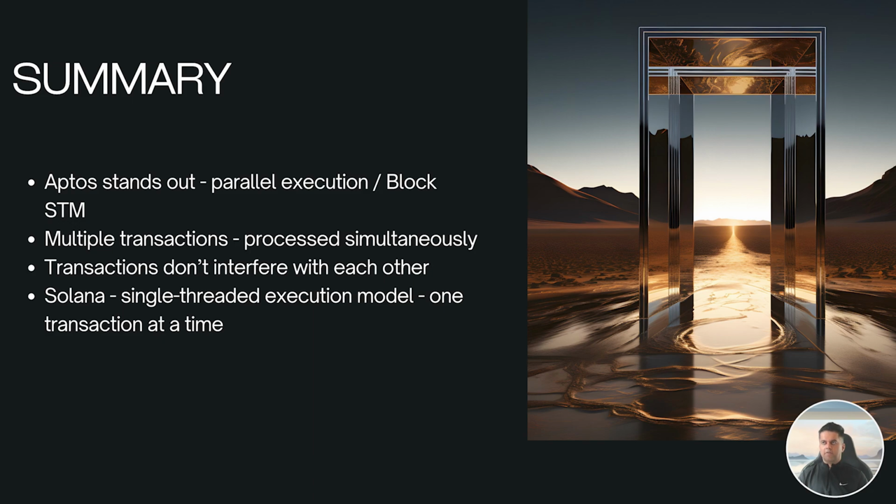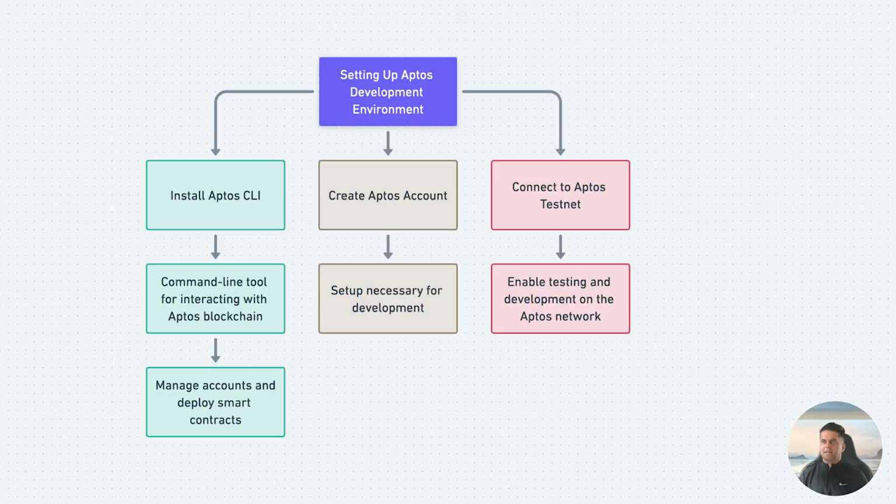So now let's take a look at how we can do this by installing the Aptos CLI. Properly setting up the Aptos development environment involves installing the Aptos CLI, creating an Aptos account, and connecting to the Aptos testnet. The Aptos CLI is a command line tool that allows developers to interact with the Aptos blockchain, manage accounts, and deploy smart contracts. And installing this is just the first step.